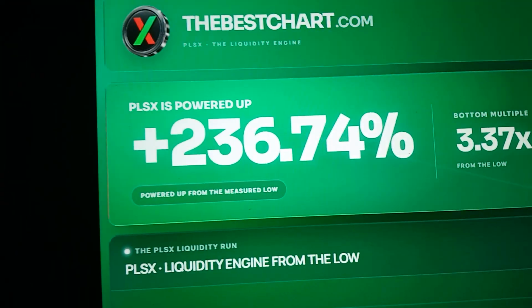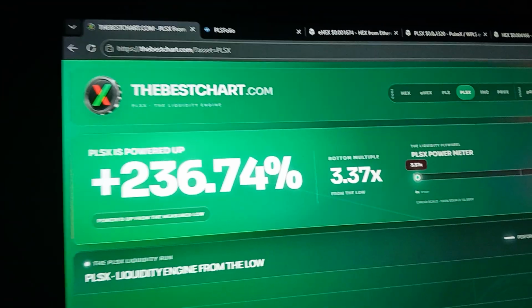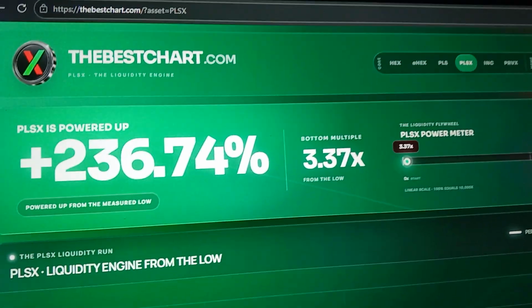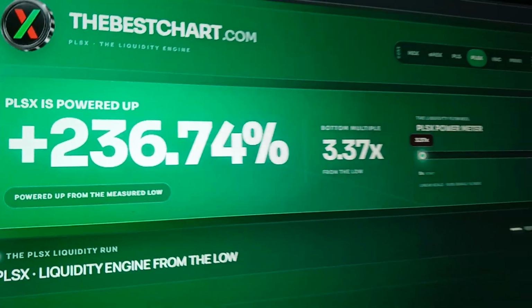Yo, this is the Kenyan hexagon, or this is the PulseX. This is the Kenyan PulseXican. Wow, yeah.